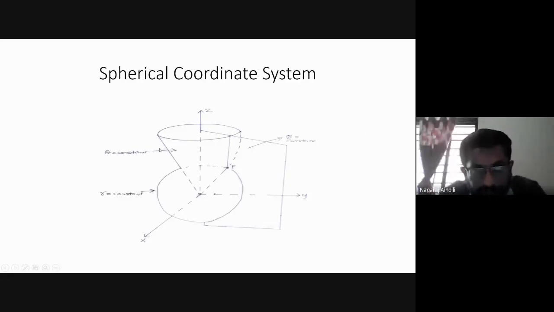See, this is our theta equal to constant. This is our angle theta, half angle. This is radius r equal to constant, and this is phi equal to constant. Phi is our angle. This is a structure making an angle phi with respect to the xz plane. Correct? This surface here is making an angle phi with respect to the xz plane. Now, if these three surfaces intersect, what will we get? Look here. This is the radius r.